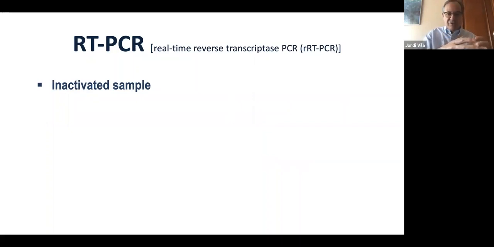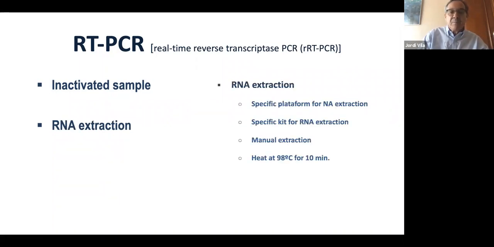Once it arrives at the lab, let me show you the flow from the arrival of the sample to the generation of a result with RT-PCR. As mentioned, the sample is already inactivated. We need to extract the RNA. Remember that the genome of the virus is RNA. There are several ways to extract it. One of them is a specific platform for nucleic acid extraction. Nowadays, most clinical microbiology laboratories have different platforms to extract nucleic acids, and they can use these platforms to extract the RNA.